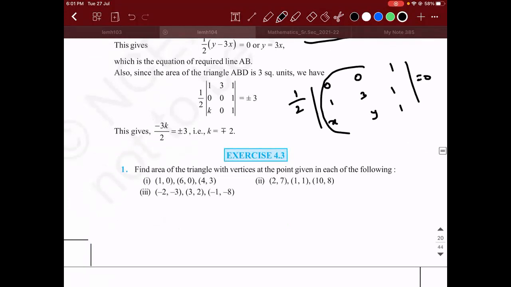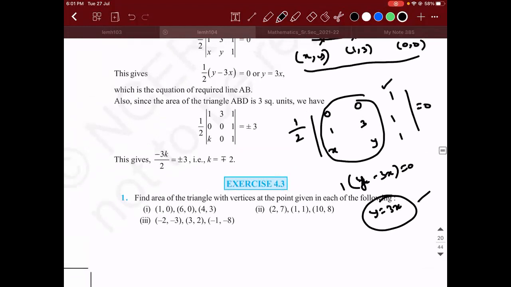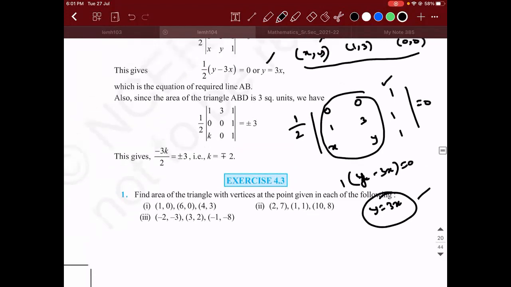So these two will give you a 0. So 1 into (y minus 3x) is equal to 0. So y will be equal to 3x. Okay, that is the equation of the line. And since it is passing through the origin, obviously it will not have a constant.